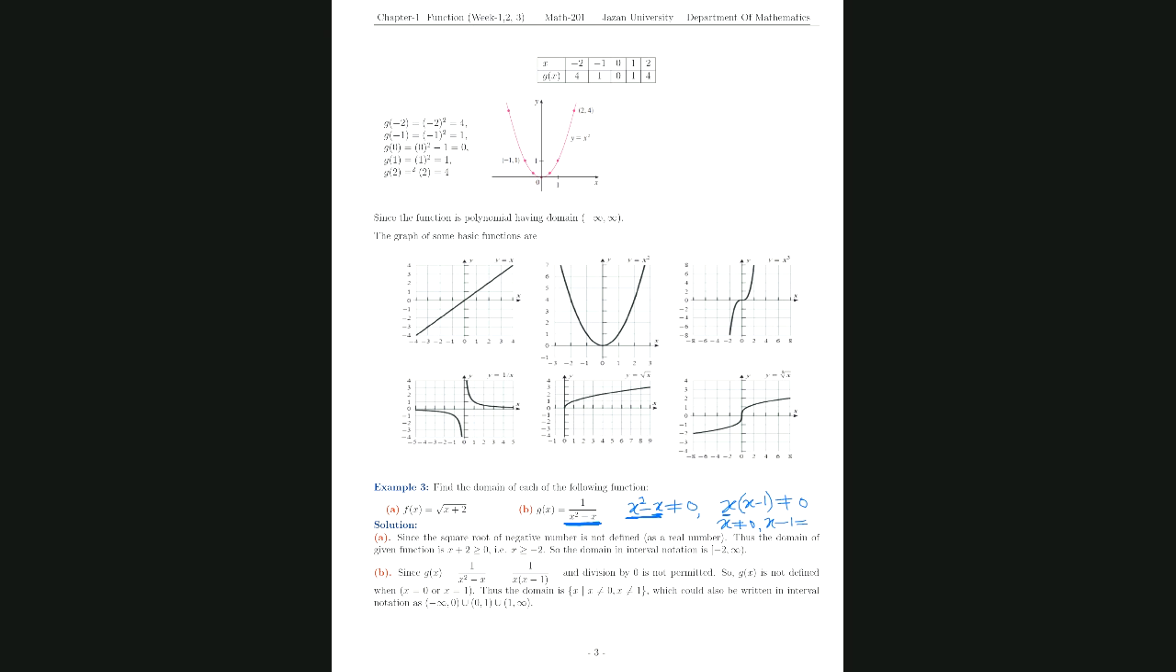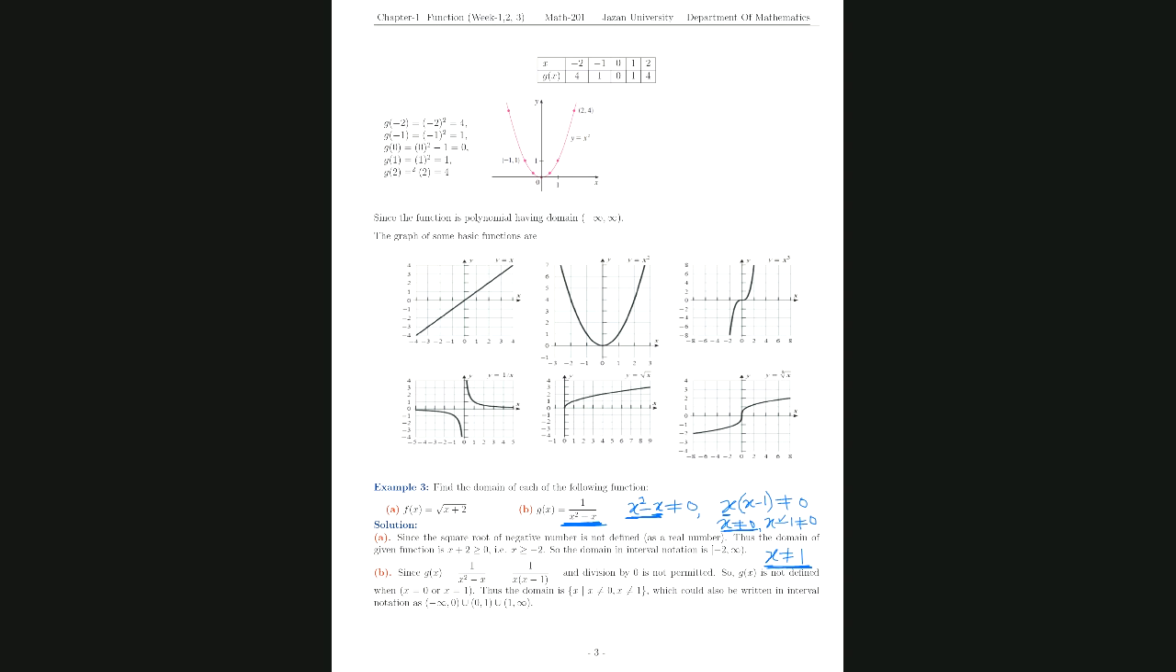is not equal to 0. So from here, x is not equal to 1. So x is not equal to 0 and x is not equal to 1. So what is the domain? The domain is all real numbers, but x is not 0 and x is not 1. Okay, because if x equals 0, then the denominator is 0, and if x equals 1 then the denominator is 0, and division by 0 is not defined, right?